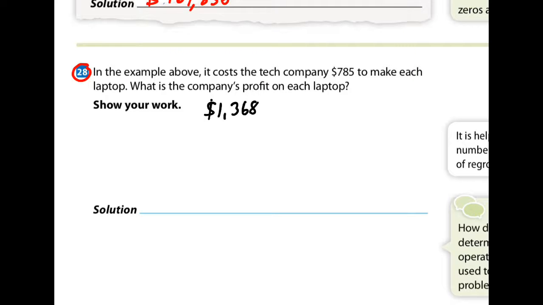So to find the profit, you have to subtract what it cost them to make each laptop away from what they sell it for. So it's a subtraction problem. If you wanted to hear that, you could pause the video and do your subtraction problem. If you already did your subtraction problem, keep watching.